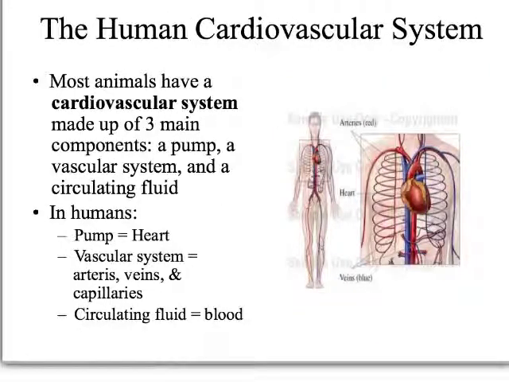Like I had mentioned earlier, we're going to focus on the human cardiovascular system. Most animals are going to have what we call a cardiovascular system, which is made up of three main components: a pump, a vascular system, and some kind of circulating fluid that is being pumped through the vascular system. So in humans, our pump is what we call a heart. The vascular system is all of the arteries, veins, and capillaries, and the circulating fluid is what we call blood.